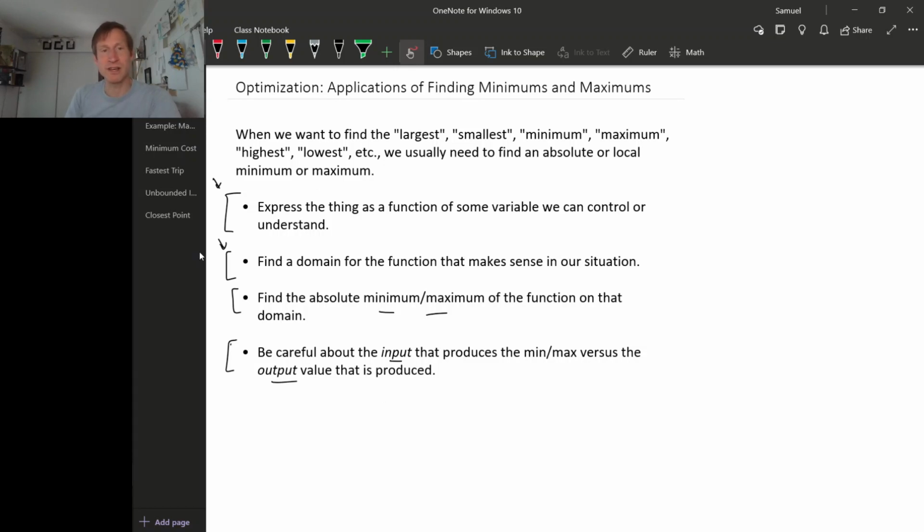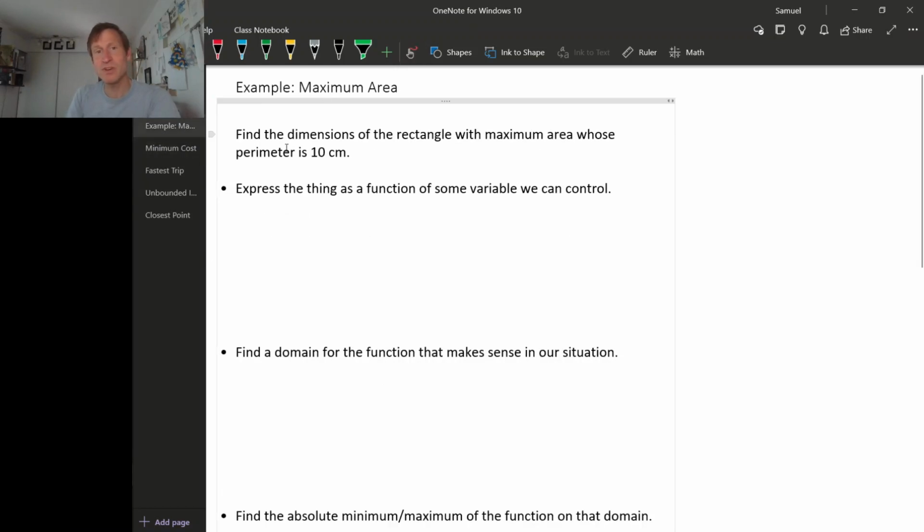Let's look at how this works in practice in one example. Suppose that we want to find the dimensions of a rectangle with maximum area whose perimeter is 10 centimeters. Now, you might have an intuitive idea of what the answer is. I think it makes intuitive sense that, just by symmetry, if you have a fixed perimeter, then the rectangle with maximum area ought to be a square. So we expect to find that the dimensions of this rectangle should be a square. But let's go ahead and see if this process actually produces a square as the result.